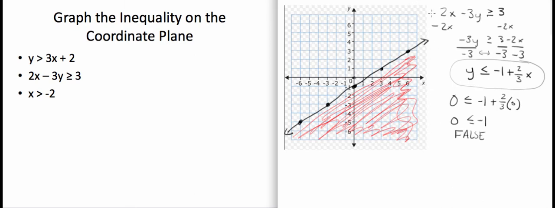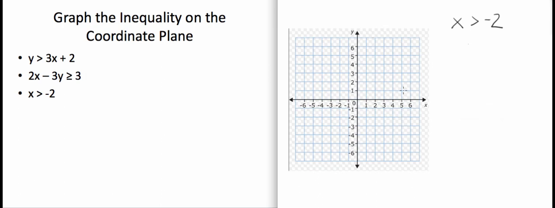Okay, so let's take a look at this third and final example. In this third example, we see a different situation. We now have x is greater than negative 2. In all of these, we've always had two variables. Now we only have one. You could graph this on a number line, but no, it's asking us to graph this on the coordinate plane.